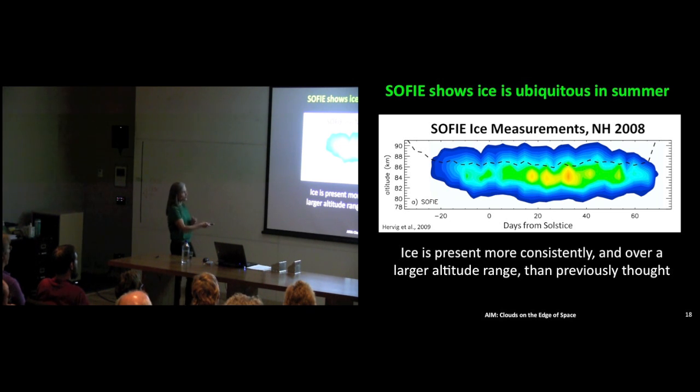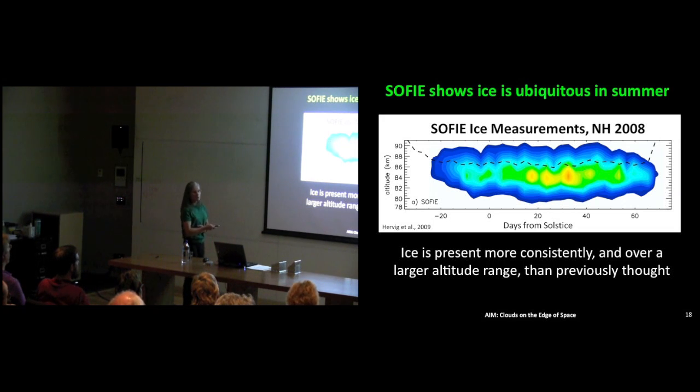So we're talking about days from solstice, the summer solstice being around June 21st in the northern hemisphere. And this is from 20 days before to 60 days after or so. You can see that ice exists from about 80 kilometers up to 90 kilometers. That maybe doesn't seem so much, but it's 10 kilometers, and previous to this, we thought that it was mostly concentrated just right here, about 83 to 84 kilometers or so.